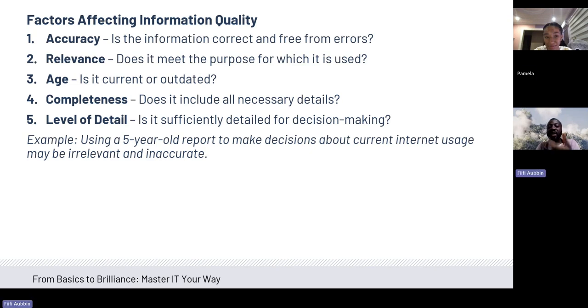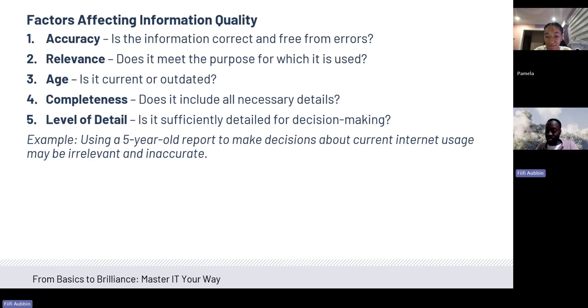Then, is it relevant? Does it meet the purpose for which it is used? And is it current or outdated? So you need to look at it as well. Does it mean the information or the data itself? Yes, how and where you source the data from. It could be accurate or not. So is it current or outdated?